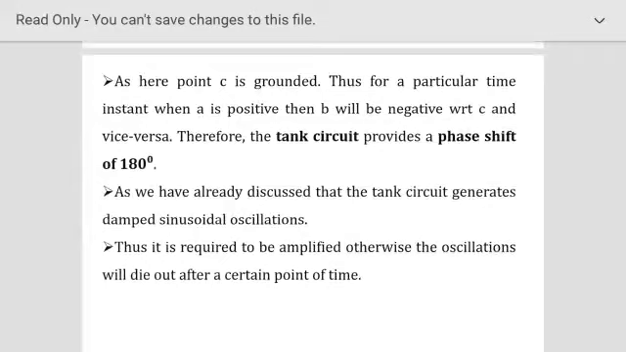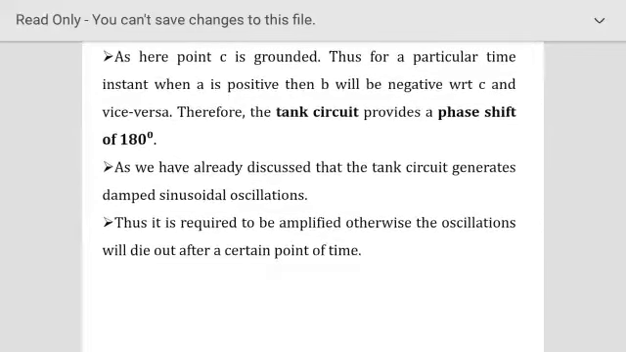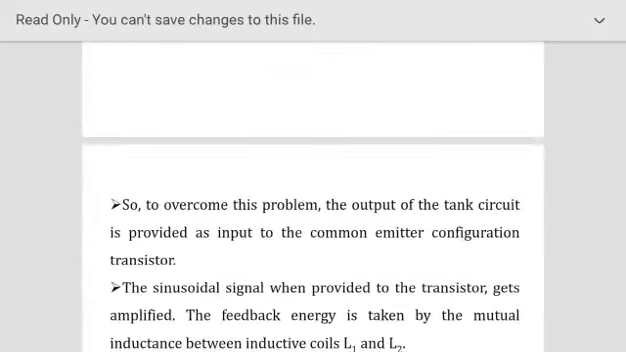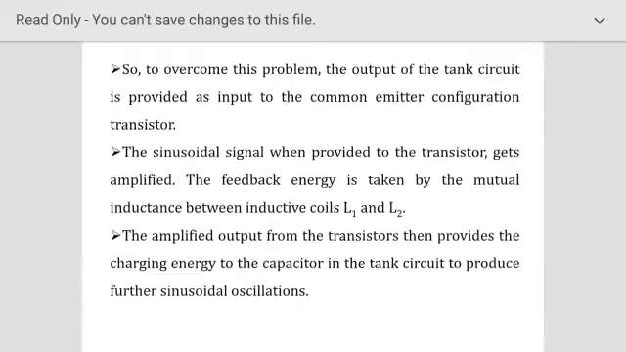As we have already discussed, the tank circuit generates damped sinusoidal oscillations, so it is required to be amplified, because a very weak signal comes, so it should be amplified. Otherwise the oscillations will die out after a certain point of time. To overcome this problem, the output of the tank circuit is provided as input to the again common emitter configuration transistor. In common emitter transistor configuration, the input terminal is the base terminal. The sinusoidal signal when provided to the transistor gets amplified.